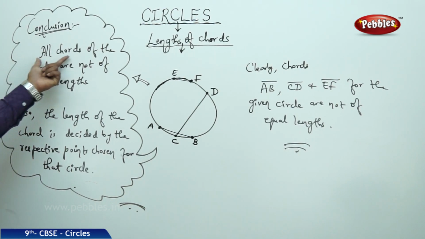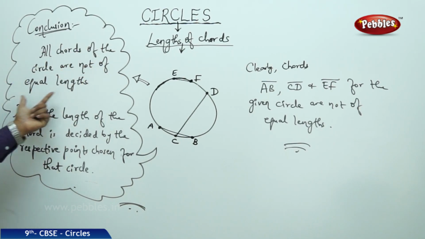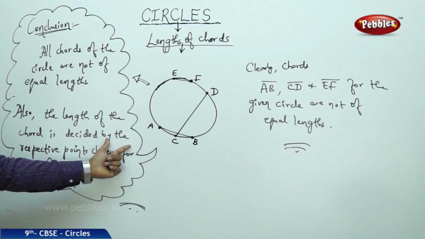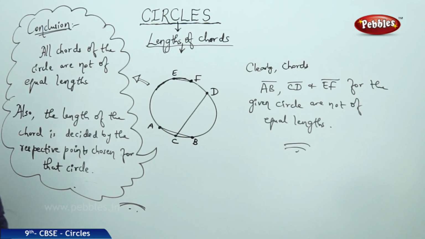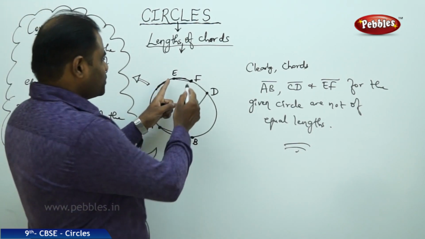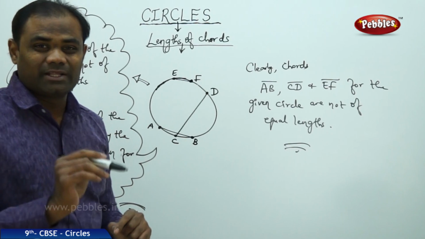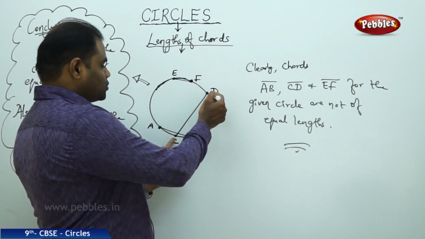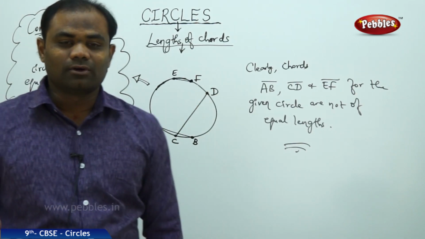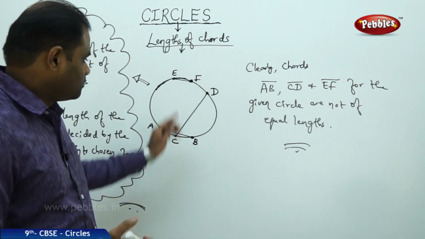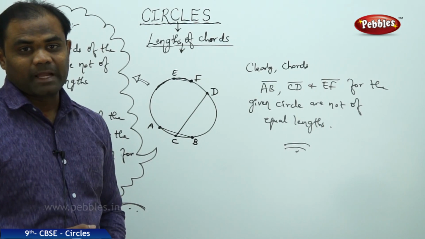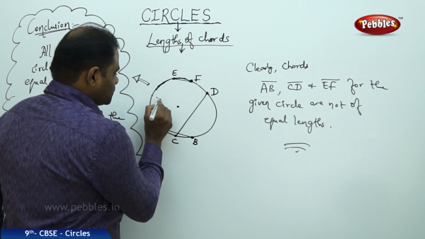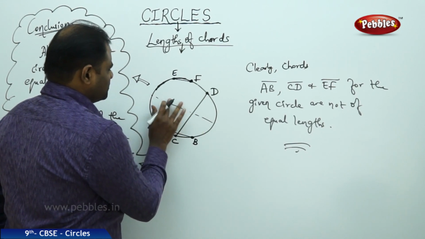Step. All chords of the circle are not of equal lengths. Also, the length of the chord is decided by the respective points chosen for that circle. These respective points chosen give me the smallest length of the chord for the circle out here. These set of points chosen for the circle give me the longest or bigger length of the chord. And the longest chord is a chord which passes through the center of the circle, which is the diameter.